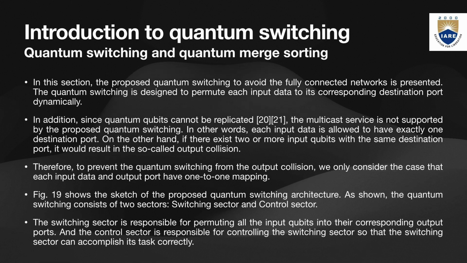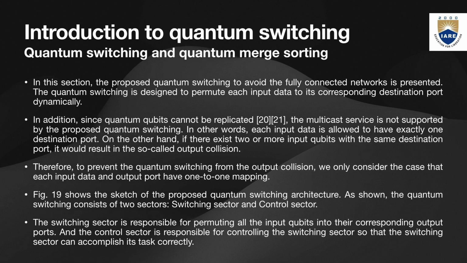In other words, each input data is allowed to have exactly one destination port. On the other hand, if there exist two or more input qubits with the same destination port, it would result in the so-called output collision.